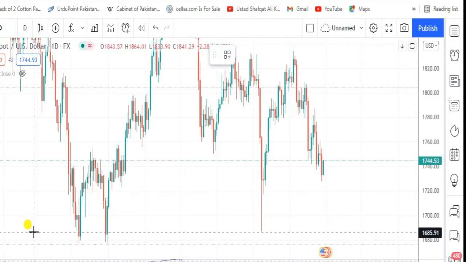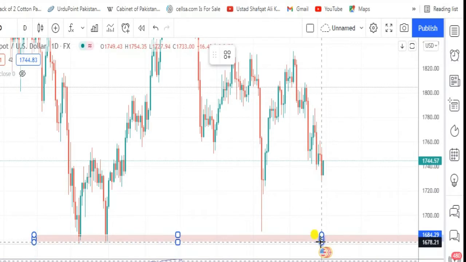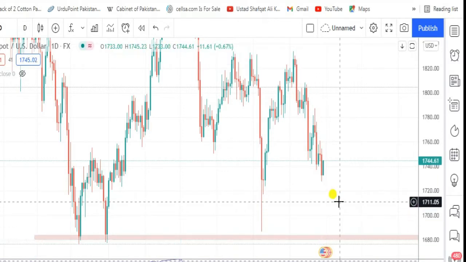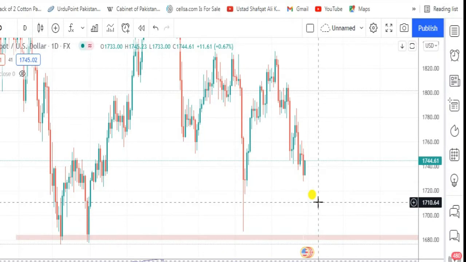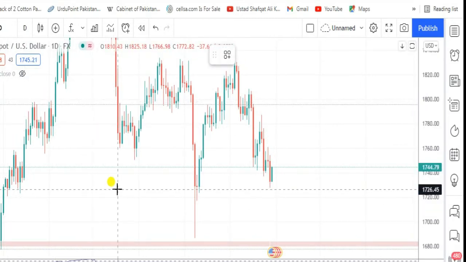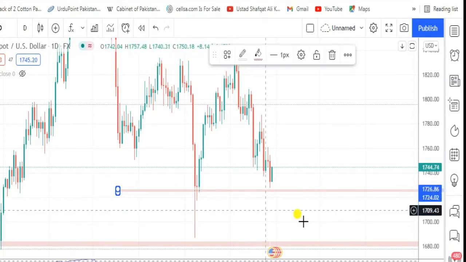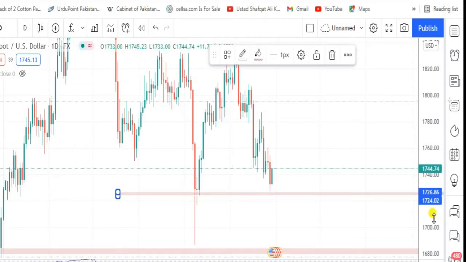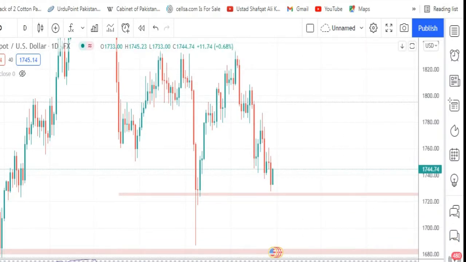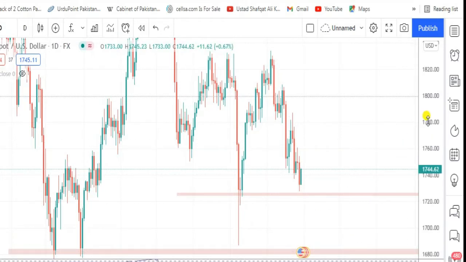Firstly we would draw here, it's an important area, 1680. So it's our first level, and you can say it's our first support. The second major level right now is 1729, or you can say almost 1729 or 1730 level. It's also an important level for gold, and then our third major level for gold. So we should look at that level very carefully.